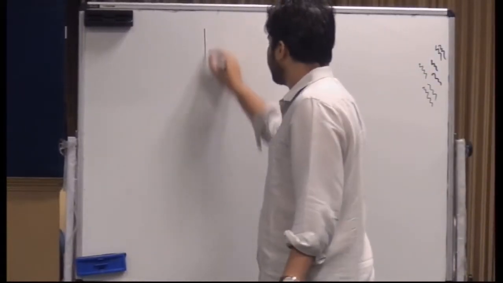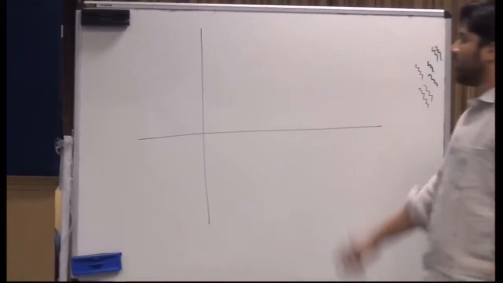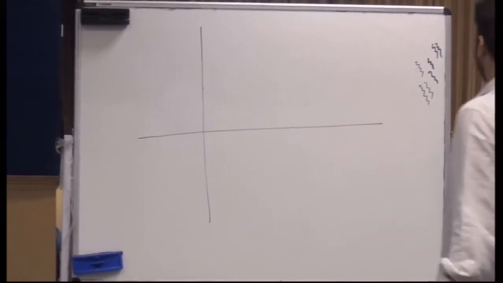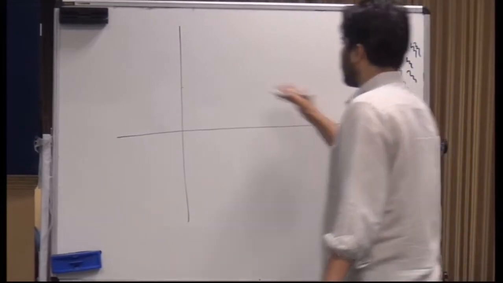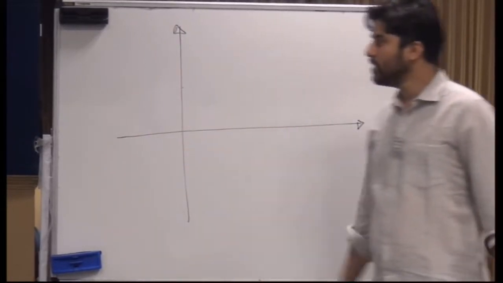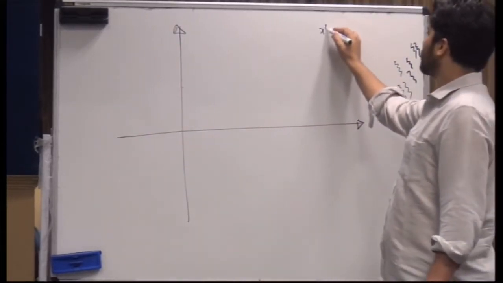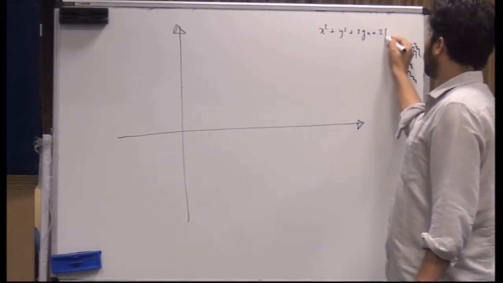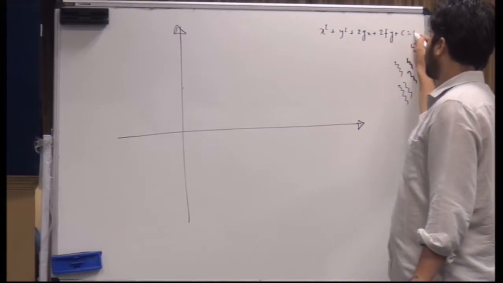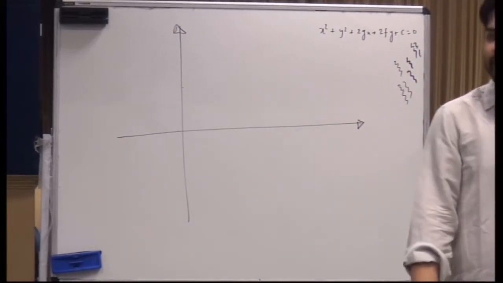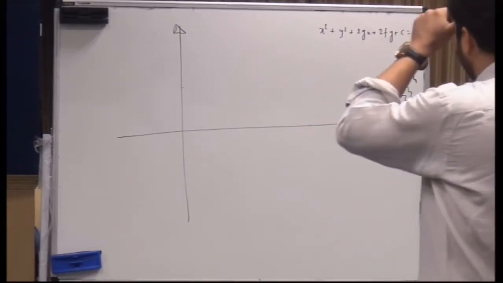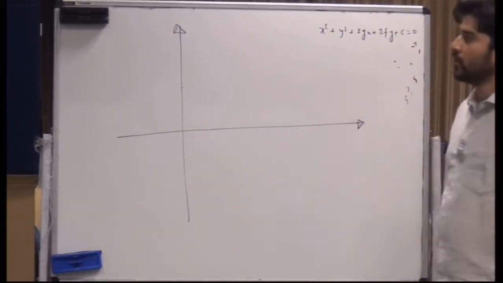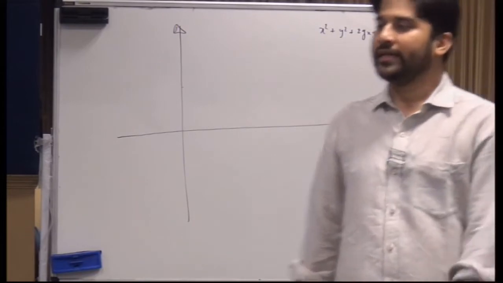Now tell me, this is your Cartesian plane, right? So you have x-axis and you have y-axis, right? Now, any circle is x square plus y square plus 2gx plus 2fy plus c is equal to 0, right? Okay, now, first question I want to know: how to find the length of the intercept.